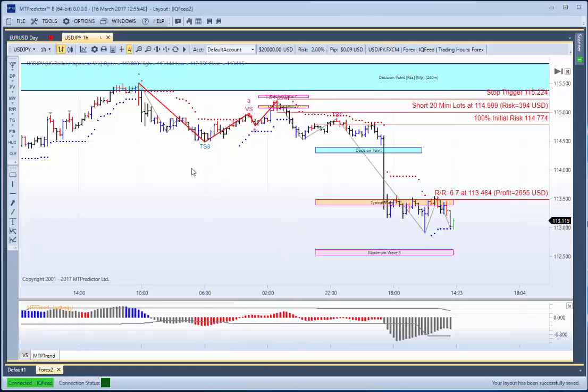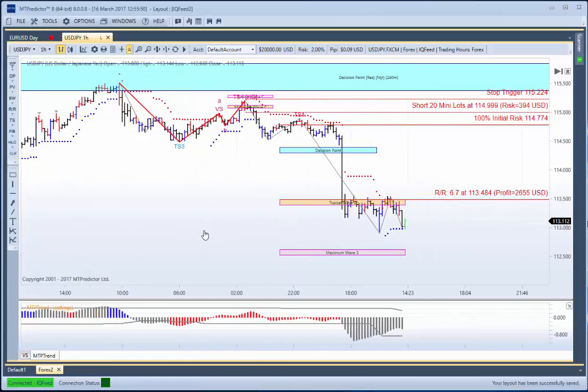The Holy Grail trade setup is one of my favorite trade setups, and it's the reason that MTPredictor was first developed back in 2001. So what's that, 16 years ago now. The main reason is because this is a wave 2, and if you can catch the very end of a wave 2, it allows you to get in with a small controlled risk, and because the next wave is most likely to be a wave 3, which is the strongest and longest wave in a completed 5-wave sequence, this is most likely to be the largest swing in relation to the smallest initial risk.